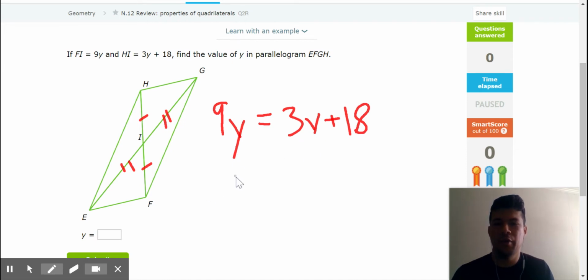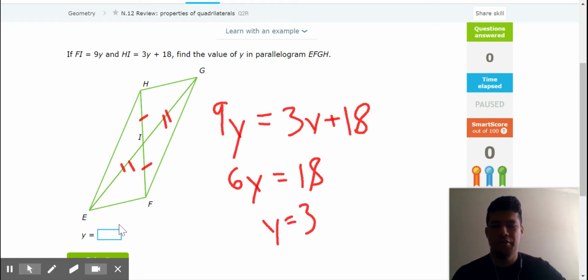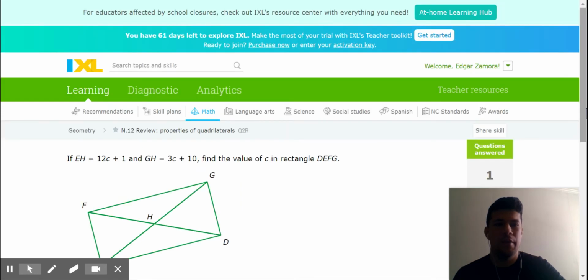If I subtract 3y from both sides, I end up with 6y equals 18, which means I get a y value of 3. All right, a y value of 3. So let's see if I enter that and submit. It tells me that I'm brilliant.